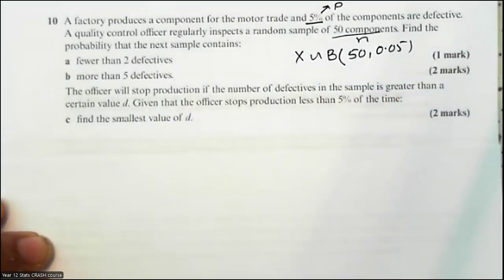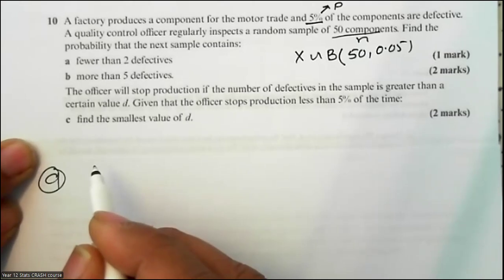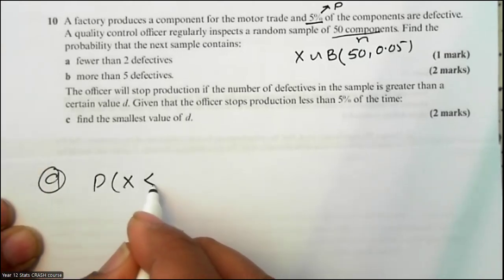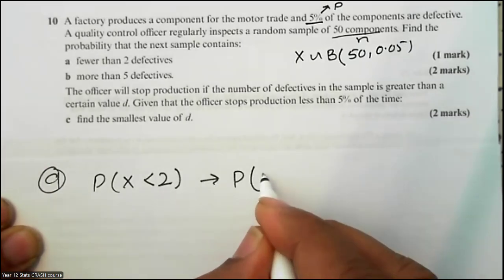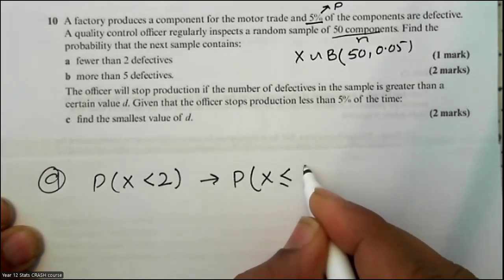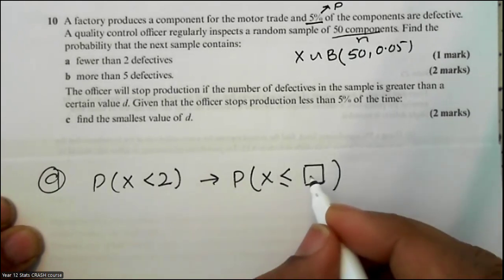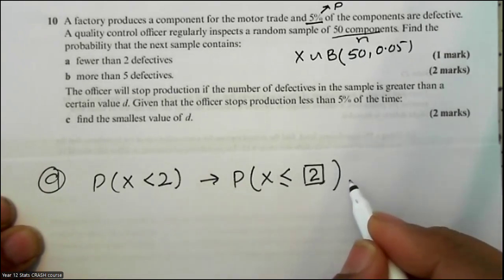B(50, 0.05). Okay, and in part A, I'm looking to work out the probability of fewer than 2, that means X is less than 2. I need to change it into the form less than or equal to, because 2 is what you do not want. So the biggest number which you do not want is 2. Use the calculator, work the answer out.